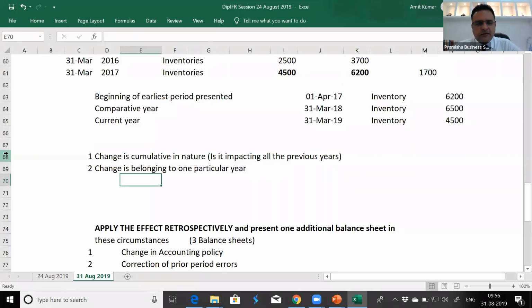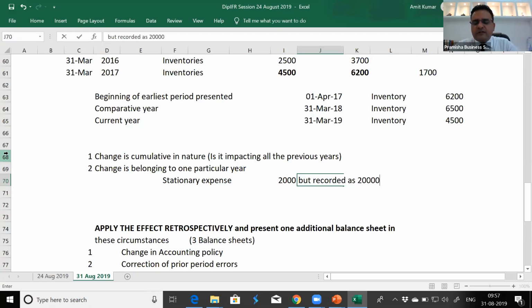means that there was a stationery expense which was supposed to be recorded at 2,000 but recorded as 20,000. Now to adjust this, do you need to bring in cumulative effect? Do you need to recalculate all the expenses of stationery since beginning, or what will you do? We can simply adjust this against the retained earnings of this year and it is taken care of.